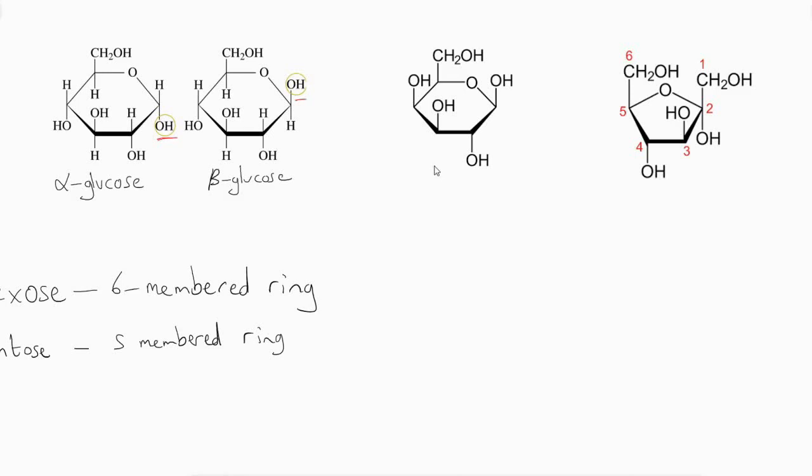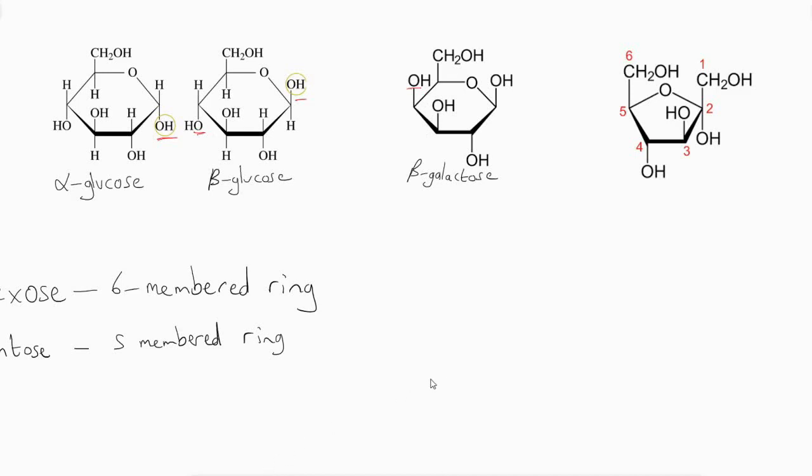The third sugar here is beta galactose. Now, beta galactose is similar to beta glucose. There is one very important difference. The OH group here and the OH group here are in the opposite orientation. In beta glucose, the OH group points downwards, and in beta galactose, the OH group points upwards.